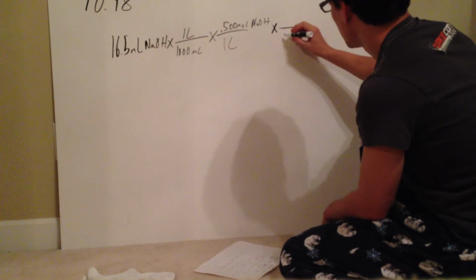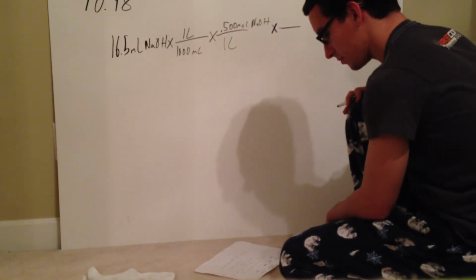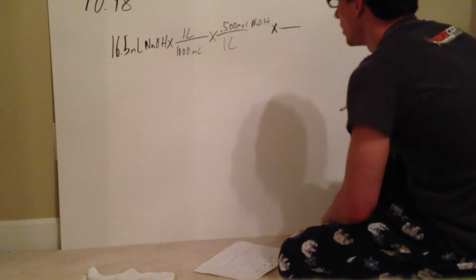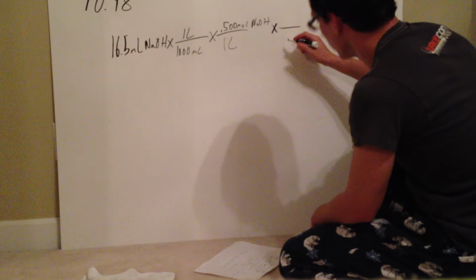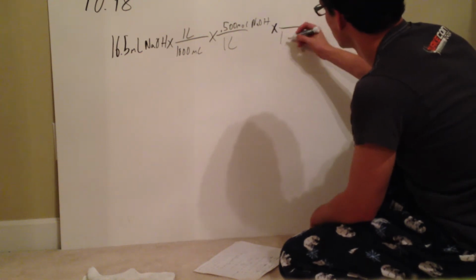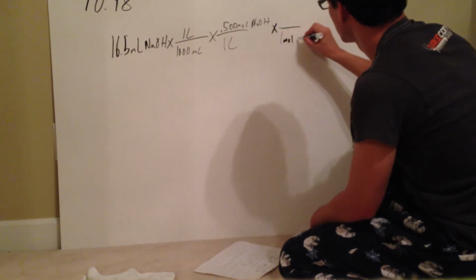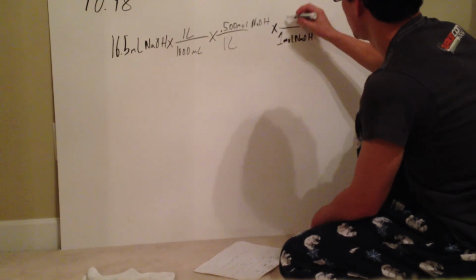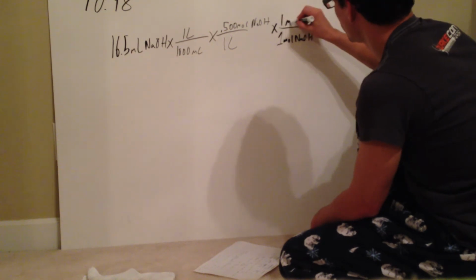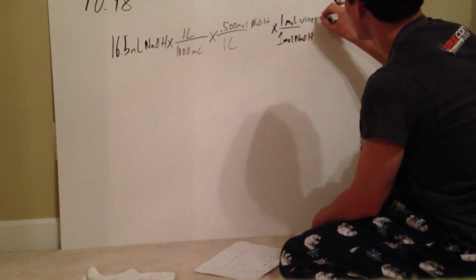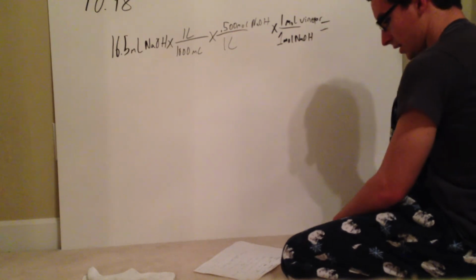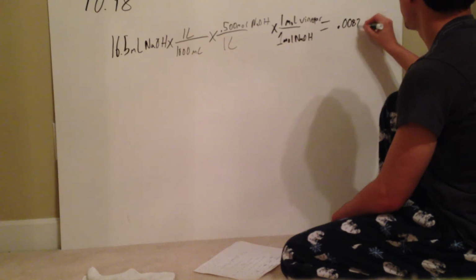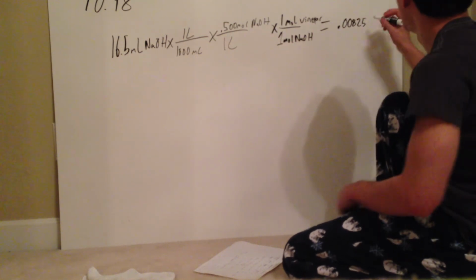So, in our equation, it's a 1-to-1 mole ratio. You can check the book. That should be provided for you. So it would be 1 mole of NaOH, and I'm going to convert that into vinegar, and it's 1 mole of vinegar. So that comes out to be 0.00825 moles of vinegar.